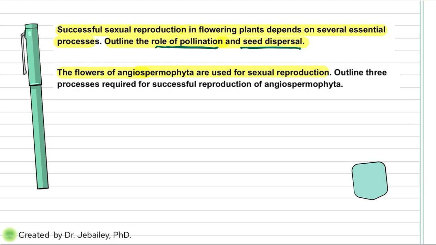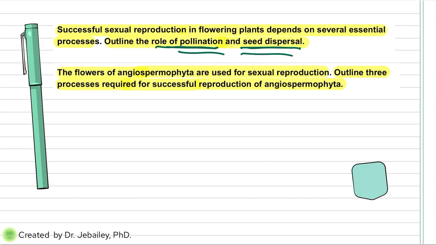See, it's still talking about sexual reproduction and flowering. Outline 3 processes required for the successful reproduction of angiospermophyta. Now, one of them directly goes straight to the point and tells you pollination, seed dispersal. But the other one does not mention them.